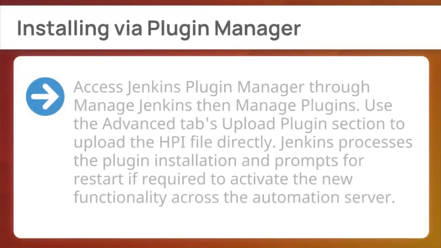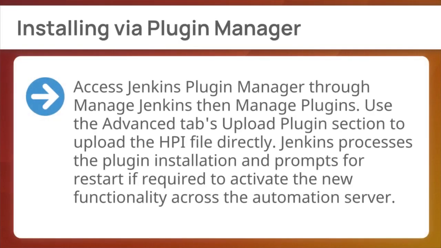First, installing via Plugin Manager. Access Jenkins Plugin Manager through Manage Jenkins, then Manage Plugins. Use the Advanced tab's Upload Plugin section to upload the HPI file directly. Jenkins processes the plugin installation and prompts for restart if required to activate the new functionality across the automation server.